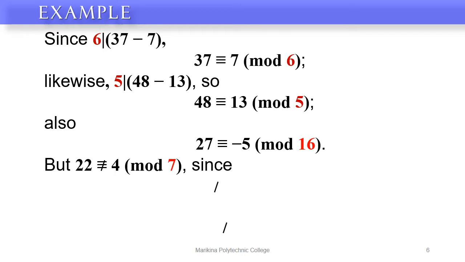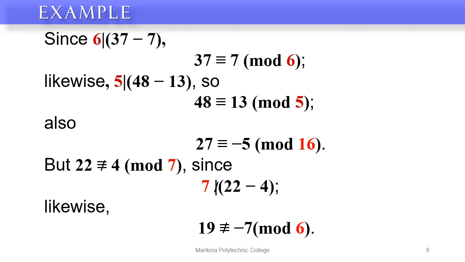But 22 is incongruent to 4 modulo 7 since 7 cannot divide 22 minus 4, or 7 cannot divide 18. Likewise, 19 is incongruent to negative 7 modulo 6 because 6 cannot divide 19 minus negative 7, or 6 cannot divide 26.